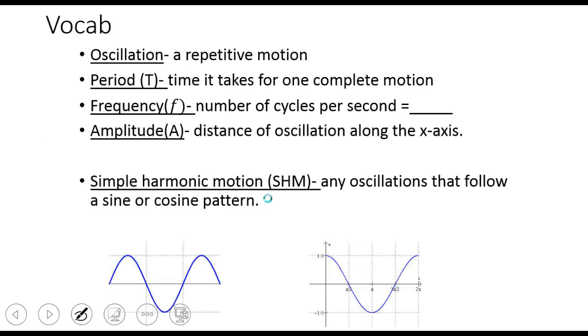I'm going to start you out with your vocabulary and your formulas. These might not all make sense right now, but go ahead, pause the video, and take a second to write these down. So an oscillation is any type of repetitive motion. They all have a period T, which is the time it takes for one complete revolution.